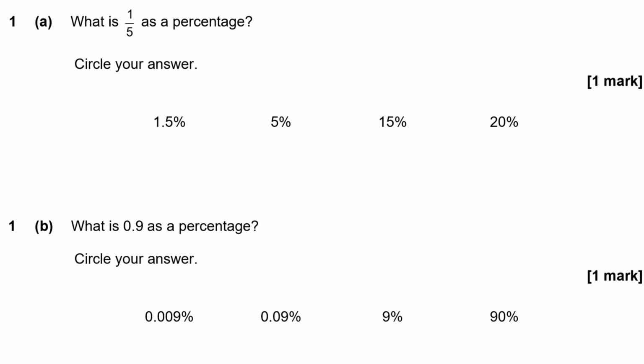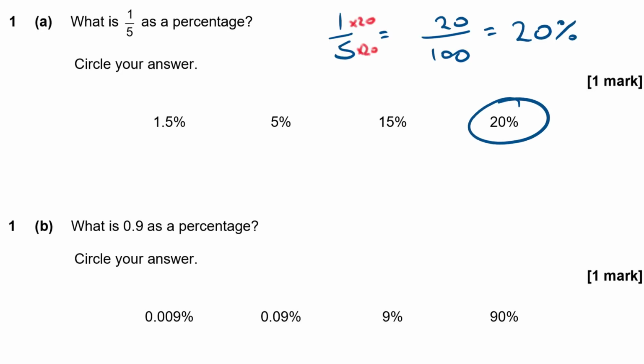Question 1. What is 1/5 as a percentage? Now, a percentage is just a fraction over 100. So if we can take our fraction and rewrite it as a fraction over 100, then the number on the top is going to be the percentage. So how many times does 5 fit into 100? Well, if I multiply the bottom by 20, 5 times 20 is 100, but I'll then need to multiply the top by 20 as well, won't I? So 1/5 is the same thing as 20/100, and 20/100 is the same thing as 20%. So it's that one there.